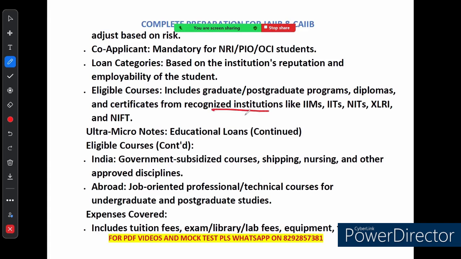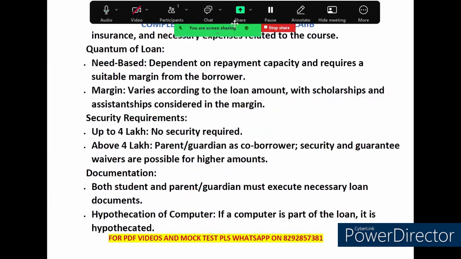No security is needed for loan up to 4 lakh. So if the loan amount is less than 4 lakh, no security is needed, but for a higher amount a parent or guardian must co-sign. Remember this point, right? It includes tuition, exam, lab fee, equipment, travel, everything. Eligible courses are government subsidized courses, shipping, nursing and other courses, and abroad job oriented professional technical courses for undergraduates. These are eligible courses.